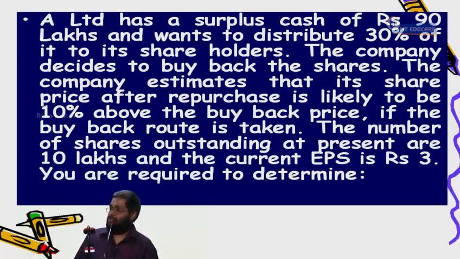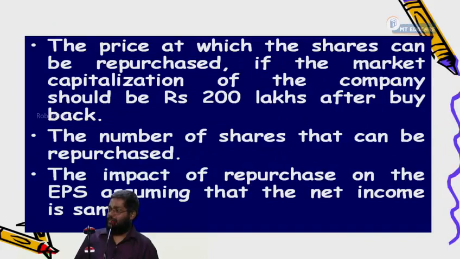The number of shares outstanding at present is 10 lakhs and the current EPS is 3 rupees. You are required to determine the price at which the shares can be repurchased if the market capitalization of the company should be 200 lakhs after the buyback, the number of shares that can be repurchased, and the impact of repurchase on the EPS, assuming that the net income is the same.